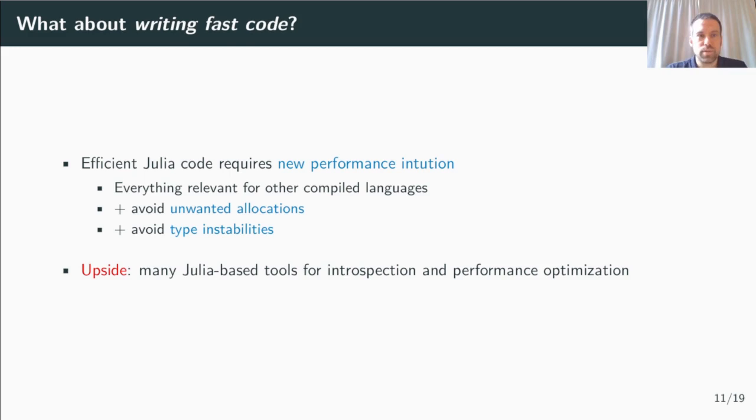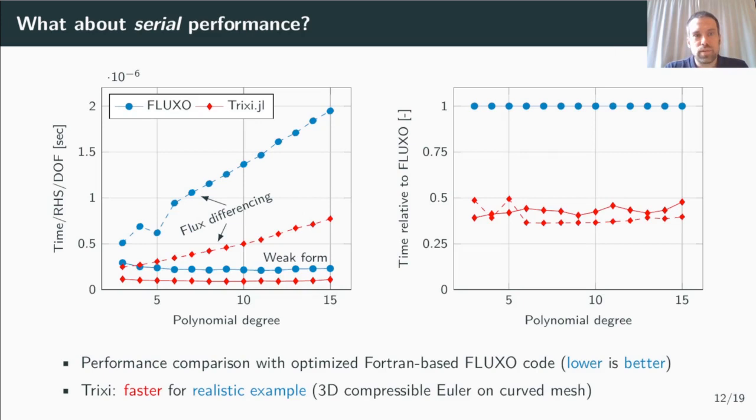Here we compared our Fortran-based Fluxo code that I mentioned in the introduction against Trixi.jl. We were looking at a realistic example: a 3D simulation of the compressible Euler equations on a curved mesh. We're comparing it for two different versions of the numerical discretization scheme, one with flux differencing and one with weak forms. The blue curves are for Fluxo and the red curves are for Trixi. On the left side, we're looking at the time it takes to run one time derivative, so lower is better. And as you can see, Trixi is faster than Fluxo in all cases.